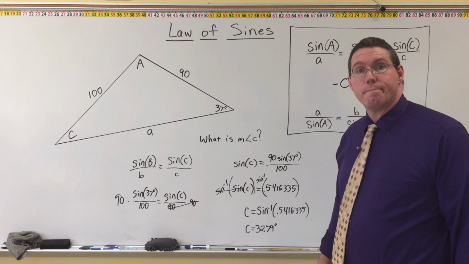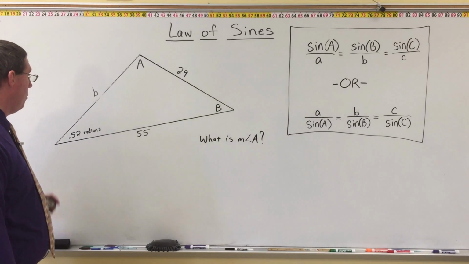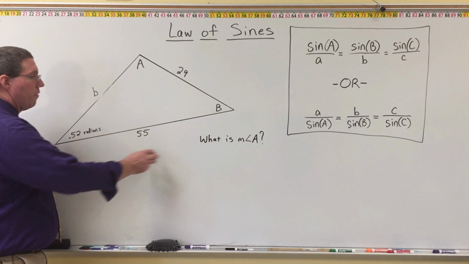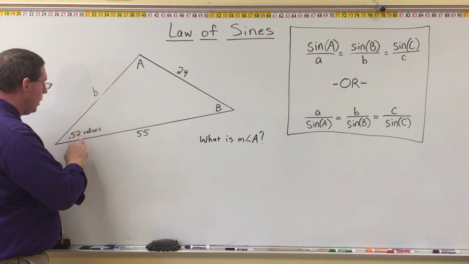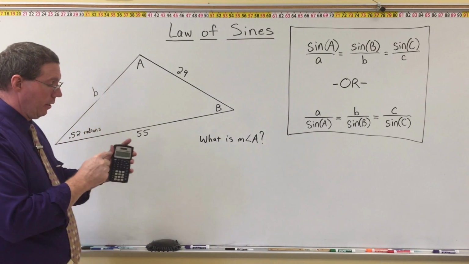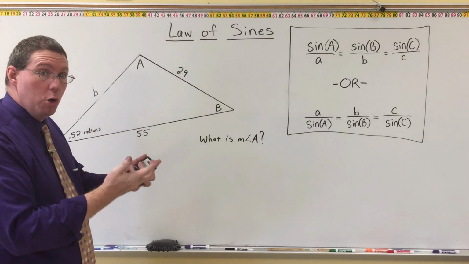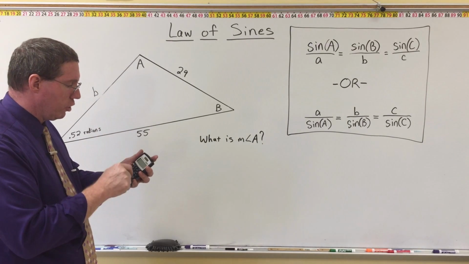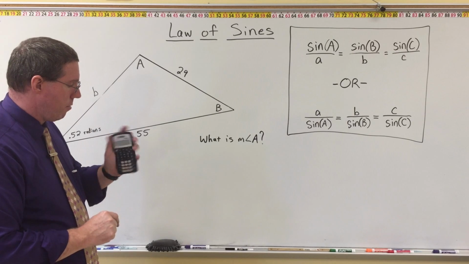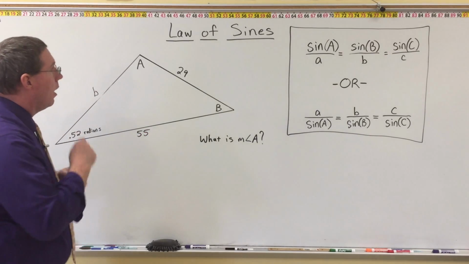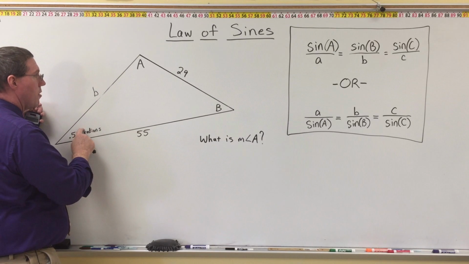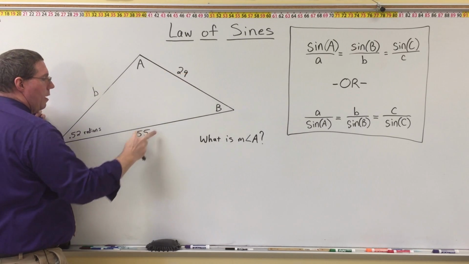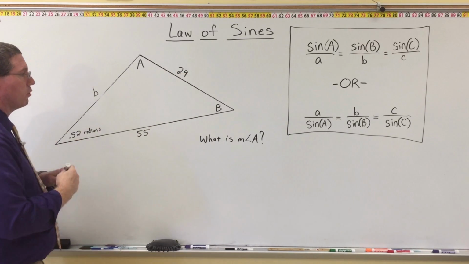Let's try another one. On this third example, we're going to do it in radians. We're going to find the measure of angle A right here. We'll get our calculator and hit either mode and switch over to radians, or hit the DRG button and switch over to radians. So now we're in radian mode. We're not dealing with B at all. We've got the measure of angle C, side C, and side A, and we want to find the measure of angle A.